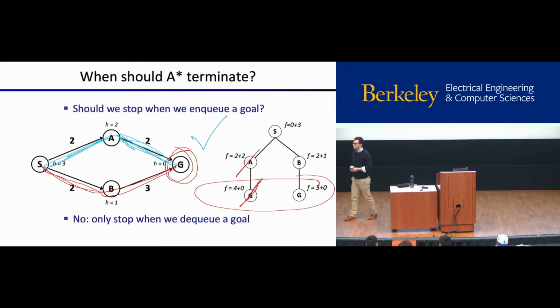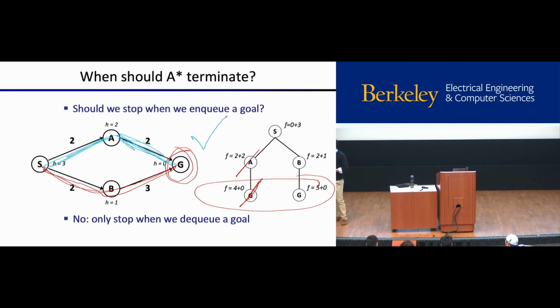Yes? And you said why A star is going to find the optimal path in a more optimal way than Dijkstra. But is there a specific case where Dijkstra would actually be less wasteful than A star to find the optimal path? So Dijkstra is a special case of A star, and we'll get into what that special case is later. Is it possible for Dijkstra to be faster?